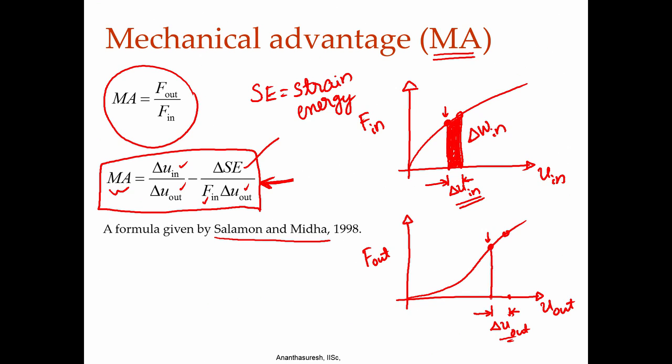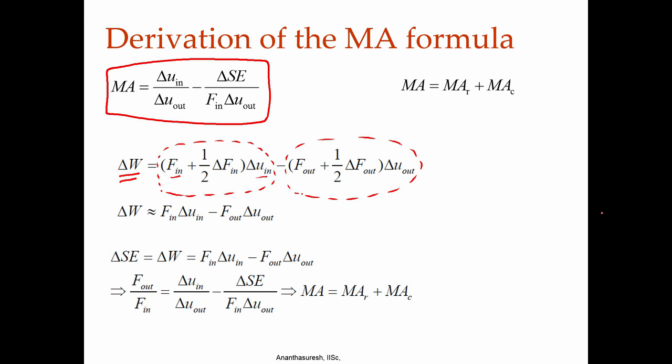Similarly, if I take this other one and take this entire thing here, this will be delta W_out. Now, for the energy balance, if you do a work and energy balance, we have delta W in and we have that.